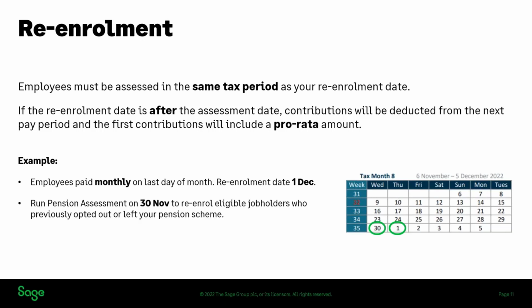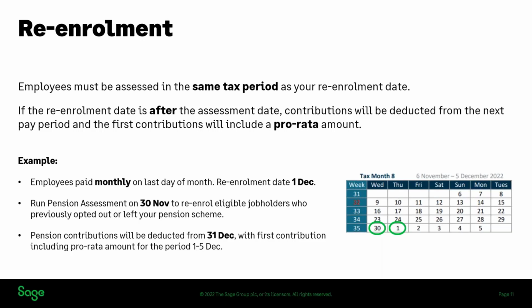Now this means, based on my pay date, that the pension assessment will need to be run on the 30th of November, which will then re-enroll eligible job holders who previously opted out or left the pension. However, the first pension contributions will not be deducted until the 31st of December. That's the first date after the re-enrollment date. And that first contribution would include a pro rata amount covering the period 1st to the 5th of December. So it'll be slightly higher than what it would be usually for that particular employee.